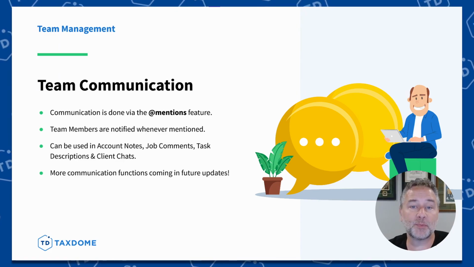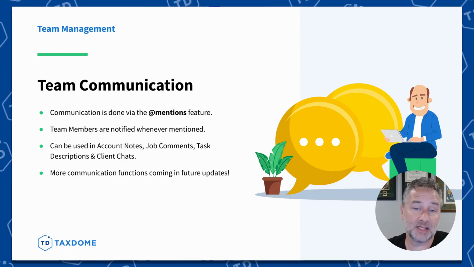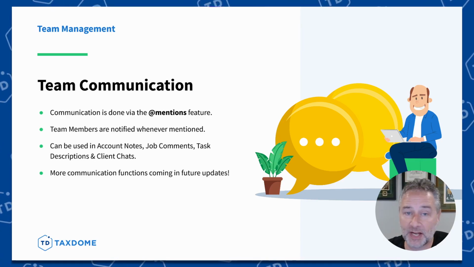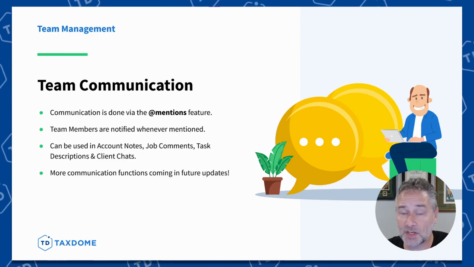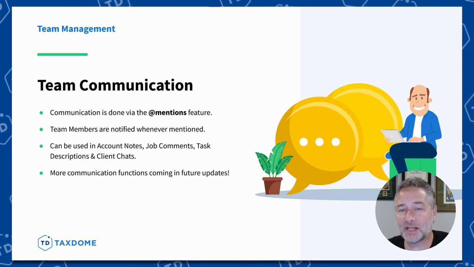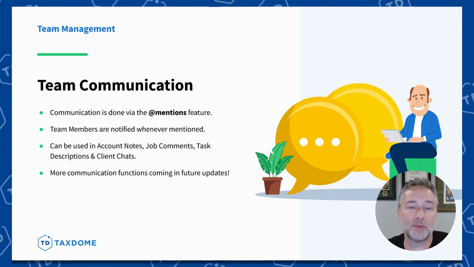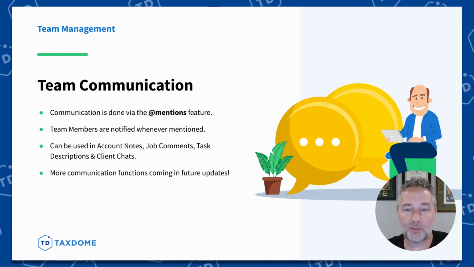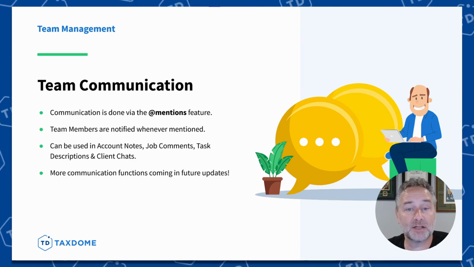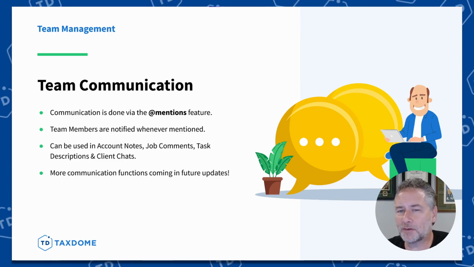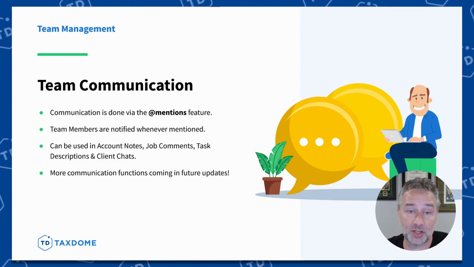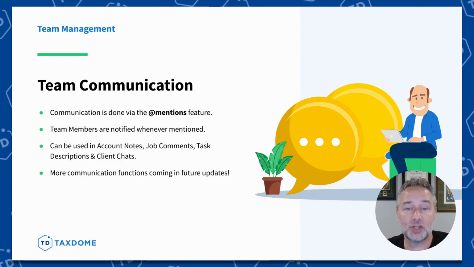The current list of places you can mention your team members is in Account Notes, which are your go-to place to share any information with your team, ranging from some specific details and passwords to general preferences. Job Comments, which you'll commonly leave on a regular basis since these are the most akin to classic comment threads and are the best way to keep your team in the loop about a job. Task descriptions, which serve a similar function as the job comments, but are still available because tasks aren't always connected to jobs. And lastly, chats.